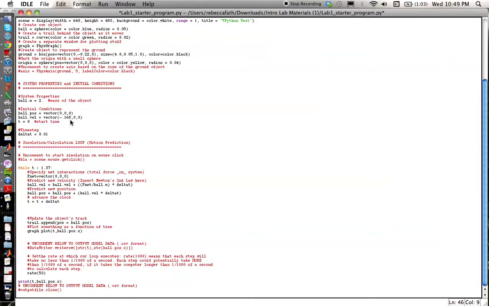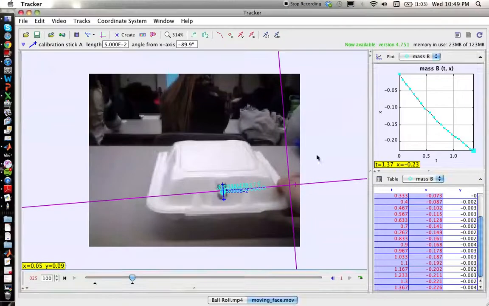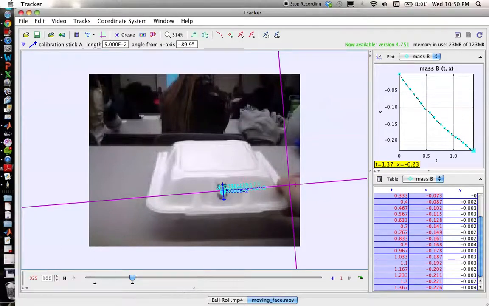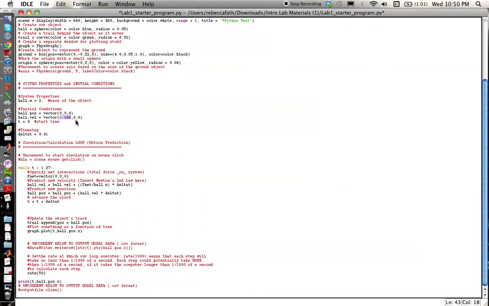So I got the x velocity by using Tracker. You can see here that I saw that it moved a total of negative 0.23 meters in 1.37 seconds. And so if you divide the change in position by the change in time, we can get the average velocity as we have here.